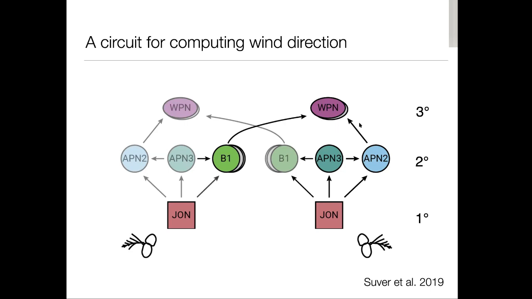And broadly, her data are consistent with the idea that the WPNs are integrating signals from these two populations with opposite sign, but also that there are probably many more neurons that are contributing to the wind direction signal that we observe in the WPNs. And as I said, I think this would be a really nice thing to now revisit using connectomics to really work out all of the inputs to the WPNs.